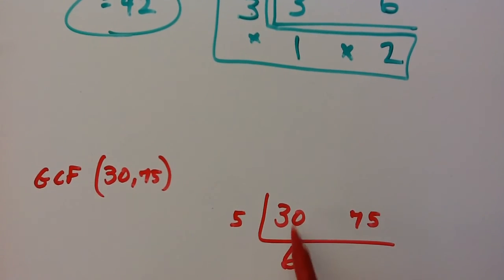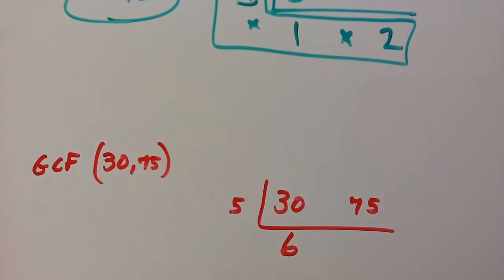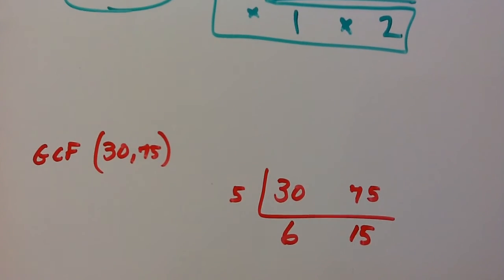5 times 6 would be 30, and 5 times what is 75? If I don't know, I can use the inverse of multiplication, which would be division, right? I could do 75 divided by 5, and that would give me 15. So 5 times 15 must be 75.